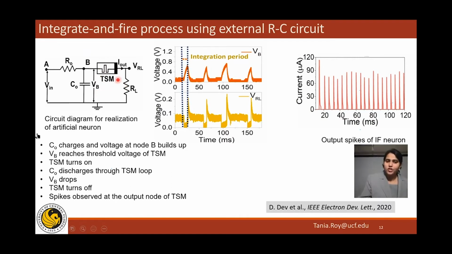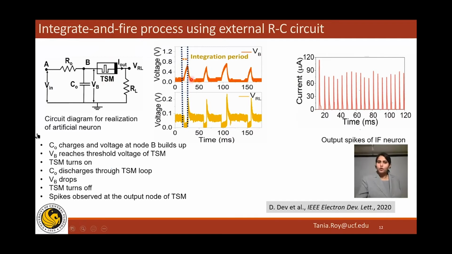Then this discharging loop is activated. So the capacitor starts to discharge through the TSM device. When it starts to discharge, the voltage at node B will start to decrease. So now when it decreases below the value where the volatile switching memristor's memory is lost, it goes back to its high resistance state again. So again, this loop is open.